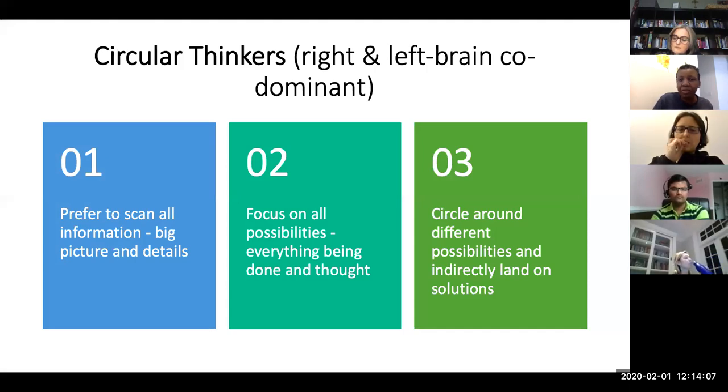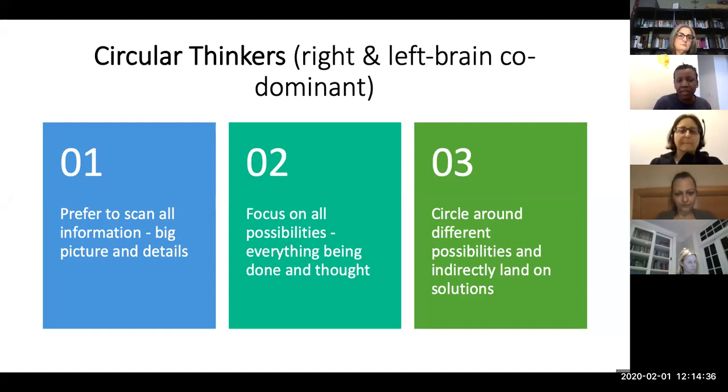And then you have the rounded thinkers. Those are the circular thinkers. They prefer to scan all information. Those are the people that look at the bigger picture as well as the details. So as they're zooming in, they're zooming out. They're focusing on all the possibilities, everything that could be done or thought of, and they circle around different possibilities, whether directly or indirectly.